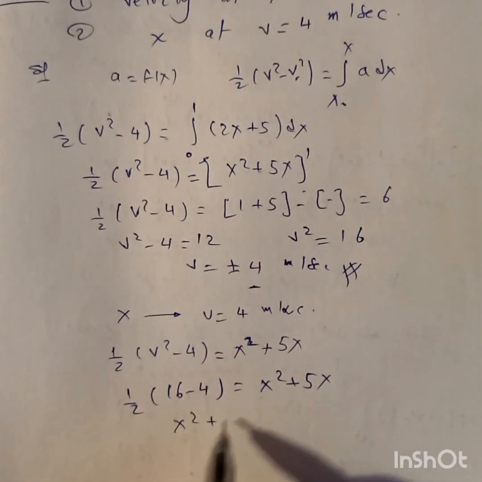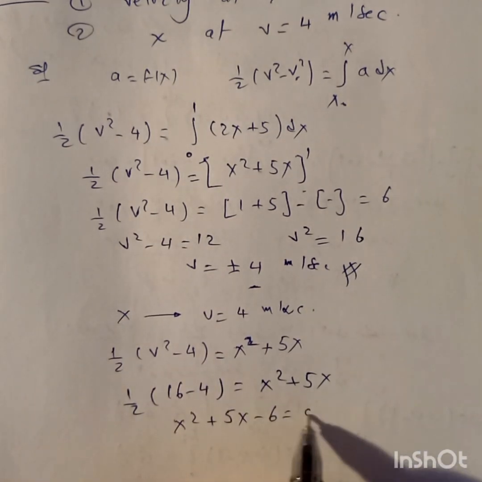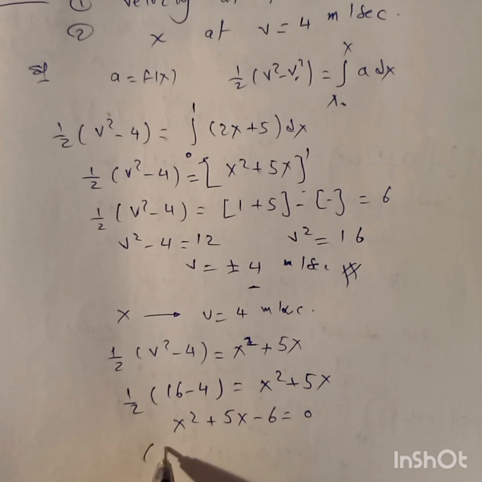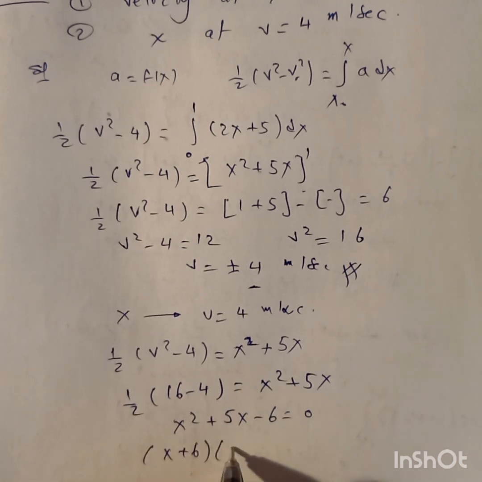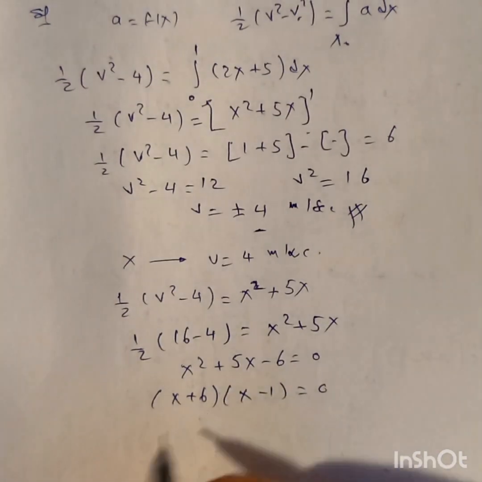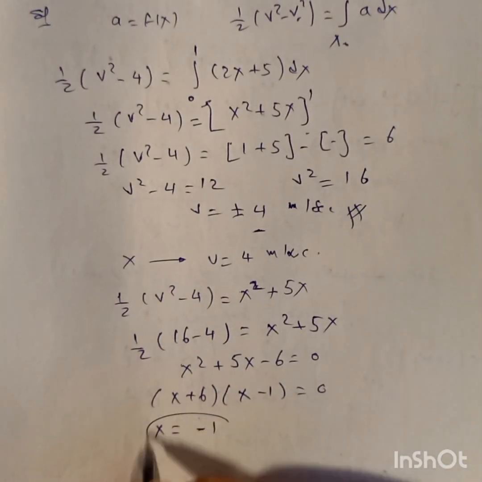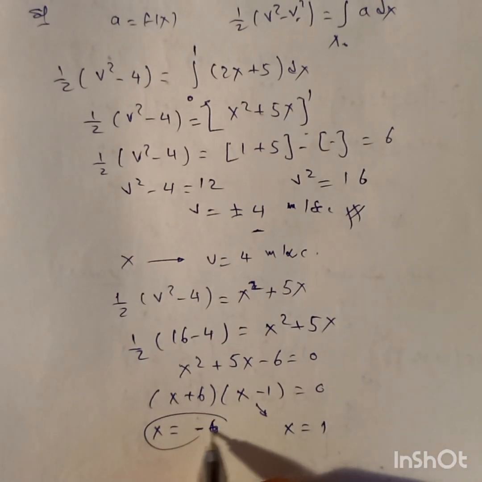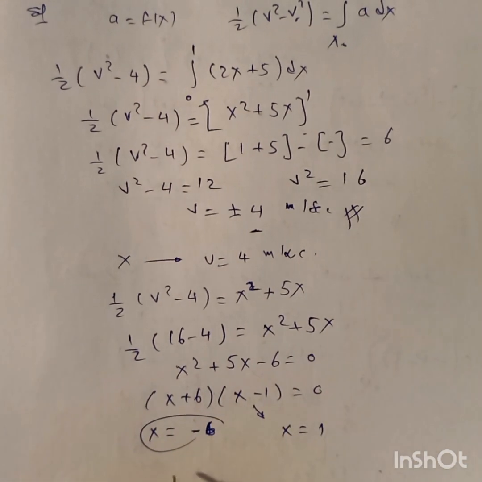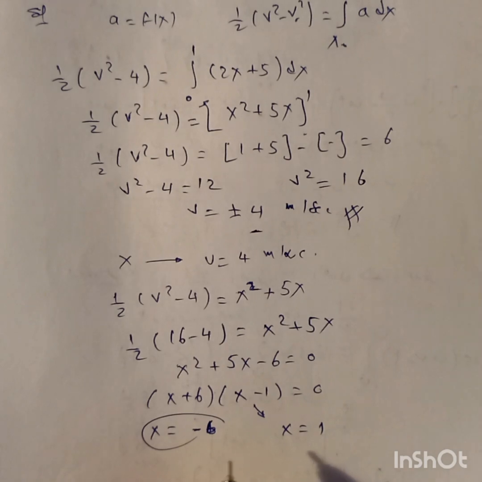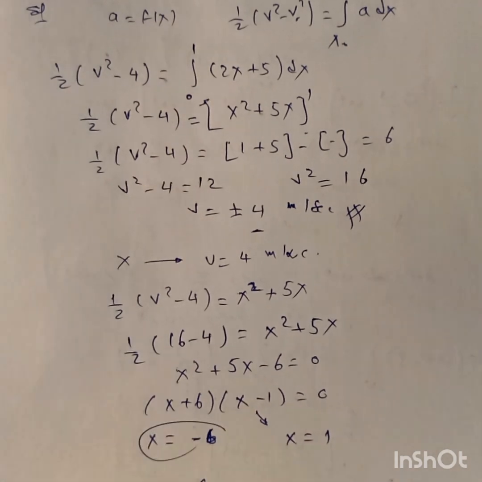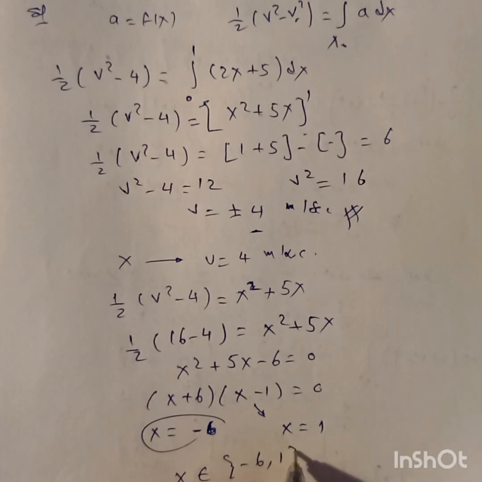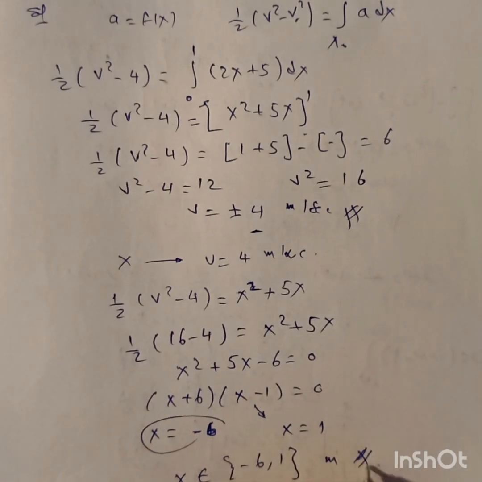Then x squared plus 5x minus 6 equals 0. By factorization we find x plus 6 and x minus 1 equals 0. From the first bracket we have x equals negative 6, and from the second one we have x equals 1 meter. Then the displacement at v equals 4 meter per second belongs to negative 6 and 1 meter, and this is what is required.